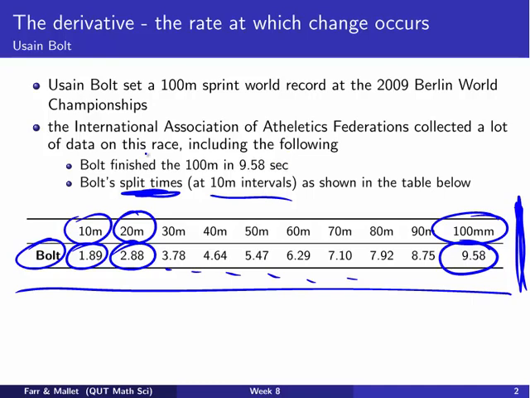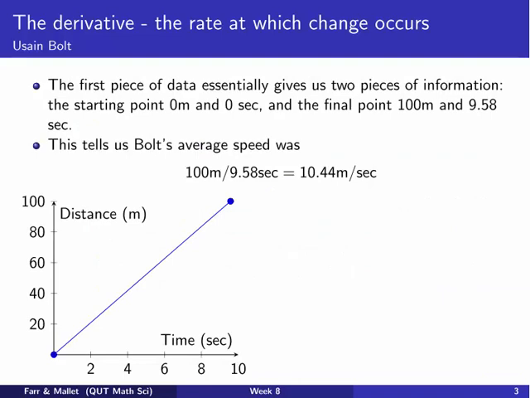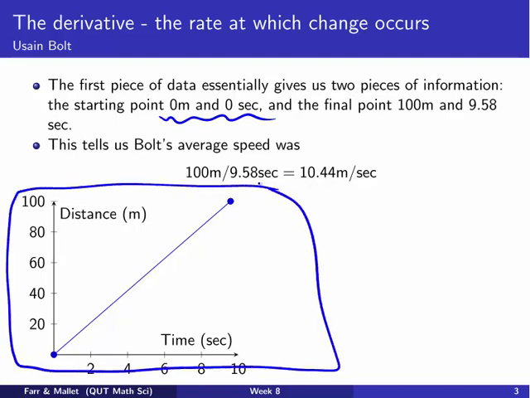Well, let's first of all look at this first piece of information, that Bolt finished the 100 meters in 9.58 seconds. That first piece of data essentially gives us two pieces of information. One that we can kind of assume is that Bolt had a starting point of 0 meters and 0 seconds. That's like the origin if you like. And his final point was 100 meters away, 9.58 seconds later. I've shown that in this little graph here. We've got time in seconds across the horizontal axis and distance in meters on the vertical axis. It starts at 0, 0, and he ends up 9.58 seconds, 100 meters away.